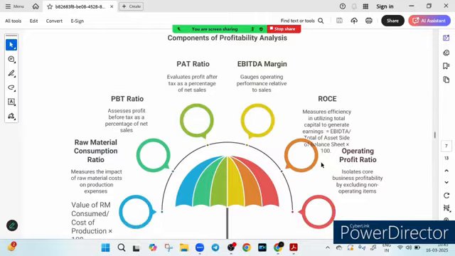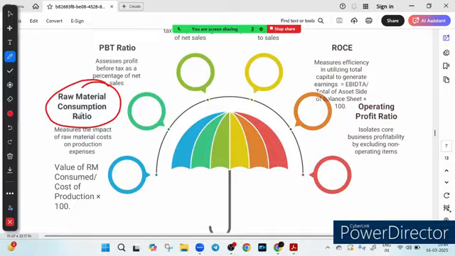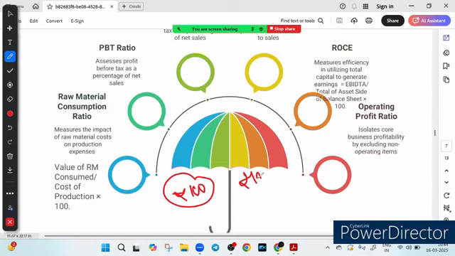So let's get started with the first ratio we have, which is called the raw material consumption ratio. It measures the impact of raw material cost on total production expense. The formula is quite simple: the value of raw material consumed divided by the cost of production, multiplied by 100. If the cost of production is rupees 100 and the raw material consumed is rupees 120, then 120 upon 100 into 100 gives you the percentage.